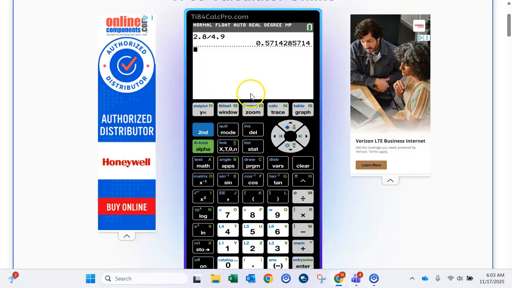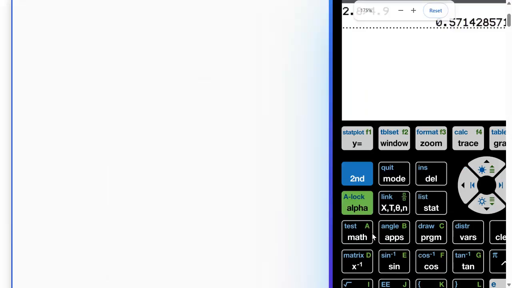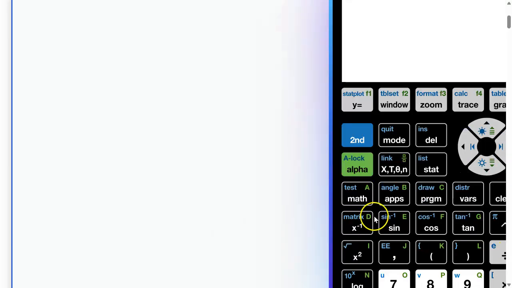So if I'm going to go sine inverse, see the little blue ones? Sine, let me see if I can make it really big. Can I make it bigger? Let's see. Okay, yes I can. Where'd you go? Well, there they are. Okay. So here's where the blue is: sine negative 1, cosine negative 1, tan negative 1. So I'm going to have to hit second sine negative 1.